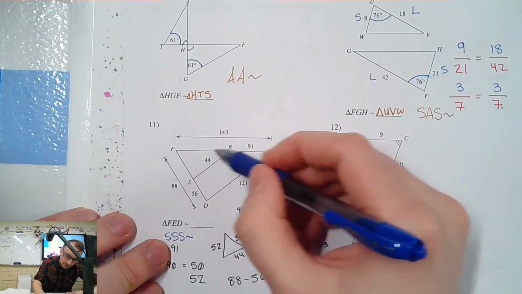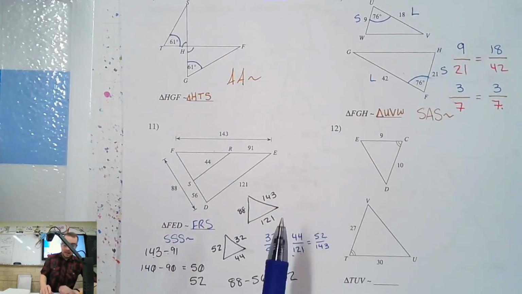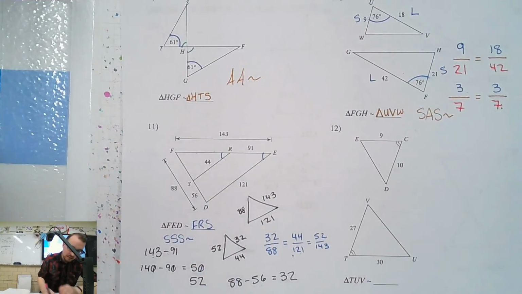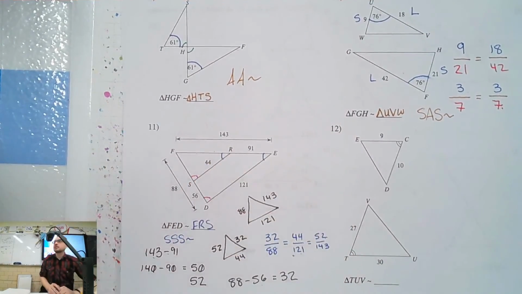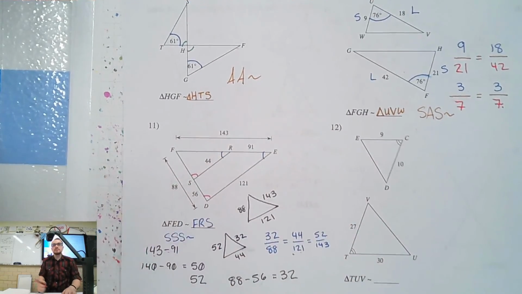F-E-D, F-R-S. Now you might notice something. Do you see how when they're overlapping, E went with R and D went with S? This will always be true for overlapping triangles because F goes with itself. There's a joke to be made there. R goes with E, S goes with D.